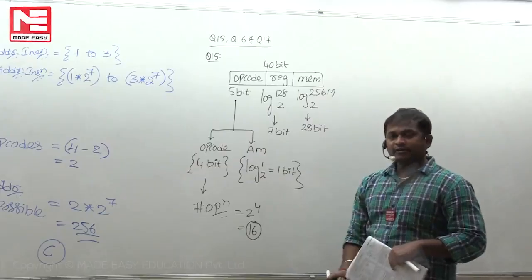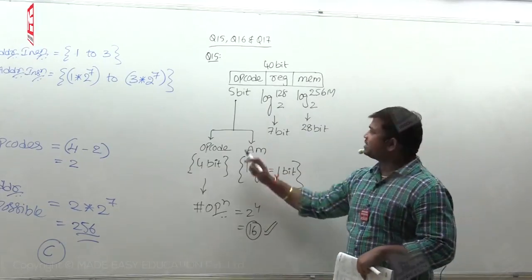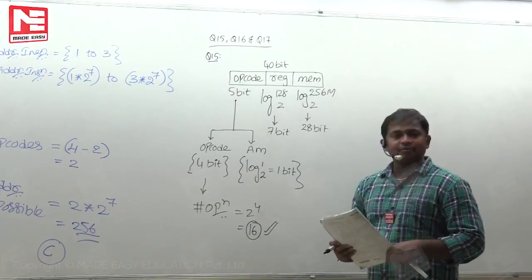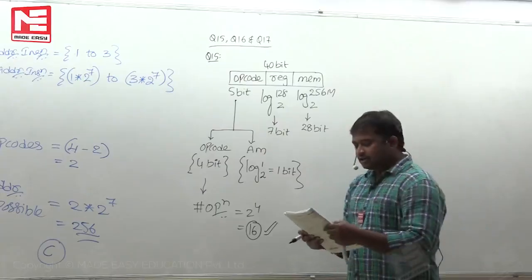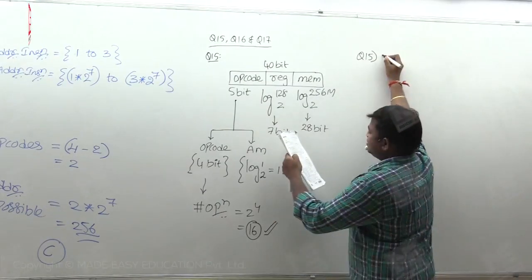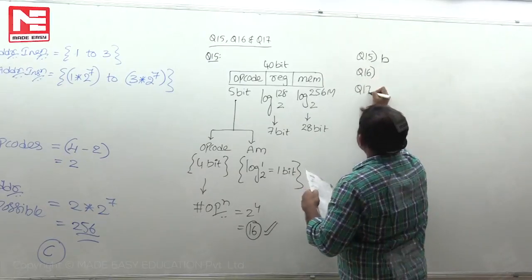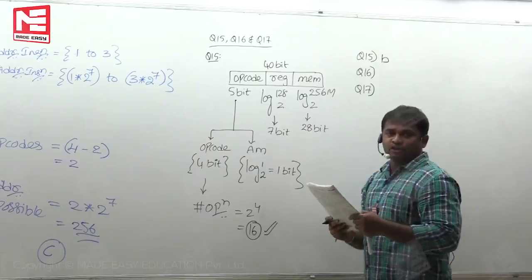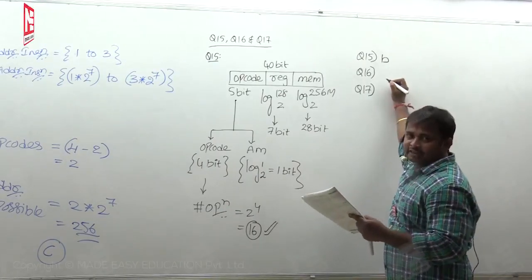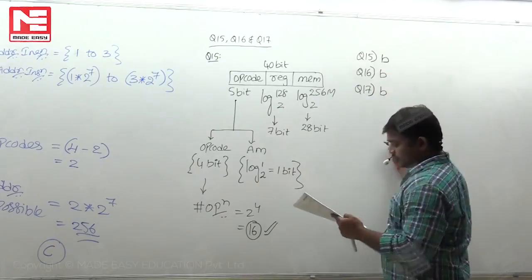Did you get the point? Number of operations possible is 16. But student mistake is they are saying 2 power 5, 32. But answer is 16. Got the point? So, question number 15, answer is B. 16, expanding opcode technique. 17, expanding opcode technique question. Please solve 16 and 17 based on the expanding opcode technique concept. So answer is B and B.